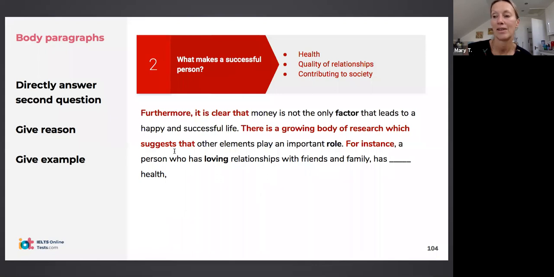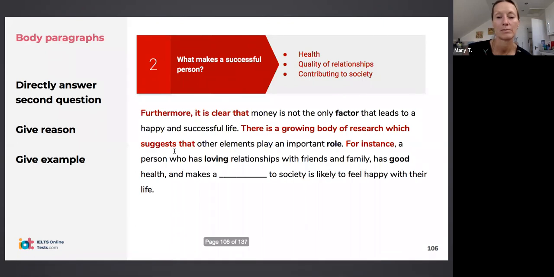Great health, harmonious. I think that's for the last one, isn't it? Pink health? Not sure we say that. Good health. Yes. So that is a collocation. We normally say if somebody has good health. And then the last point makes a what to the society.